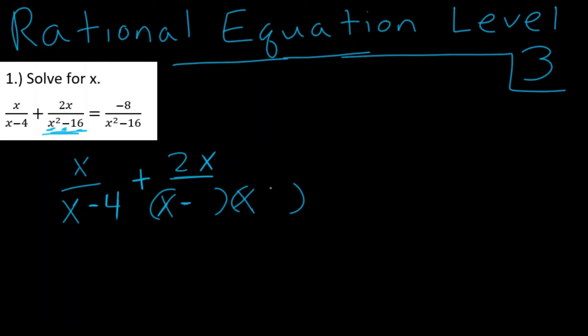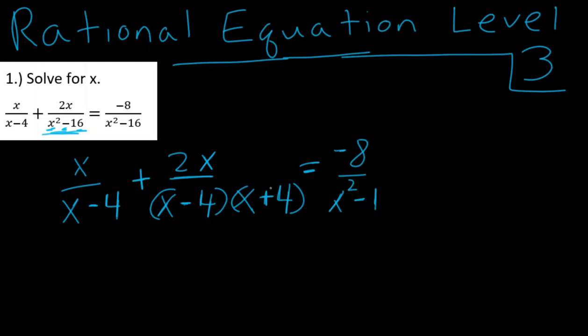Well, the numbers are actually going to be negative 4 and positive 4. We know that negative 4 plus 4 is equal to 0, and that negative 4 times 4 will be negative 16. And we set this equal to what's on the right, negative 8 over x squared minus 16.